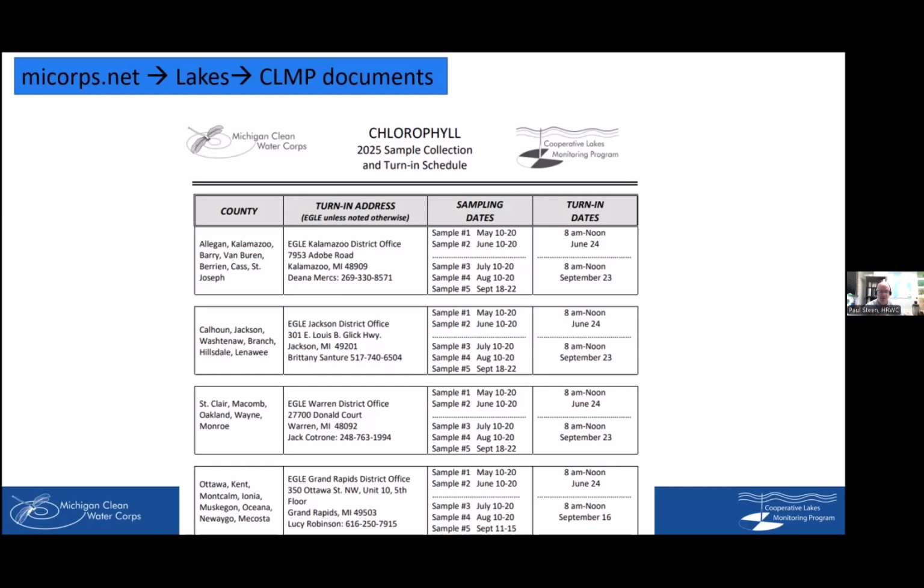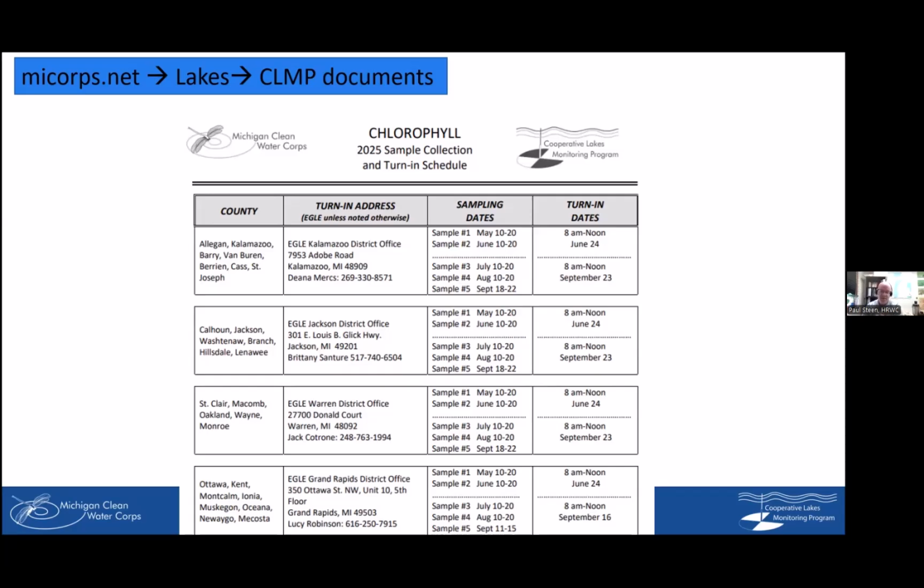So check this out. There's 5 sample dates. The first 4 always happen between the 10th and the 20th of each month: May, June, July, August. That sample is always in that window. So you want to make sure you hit that window when you're sampling.